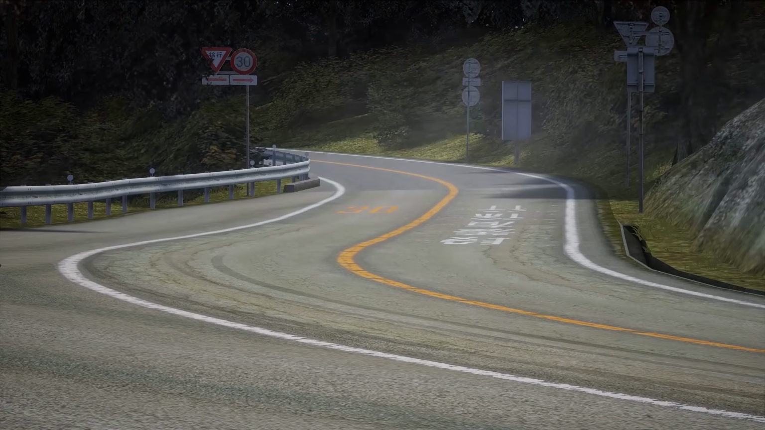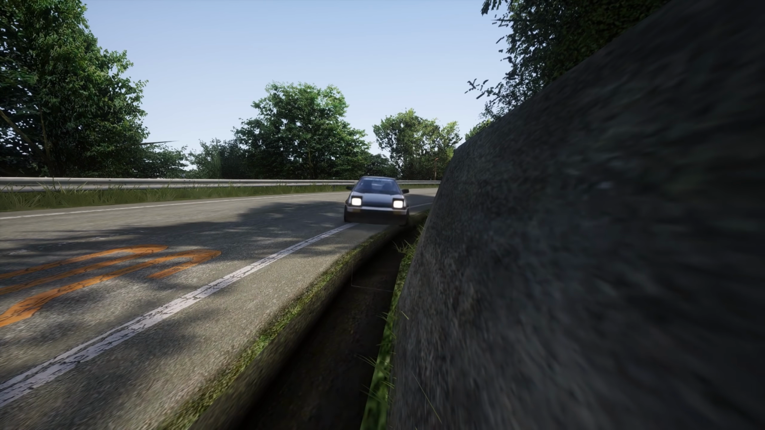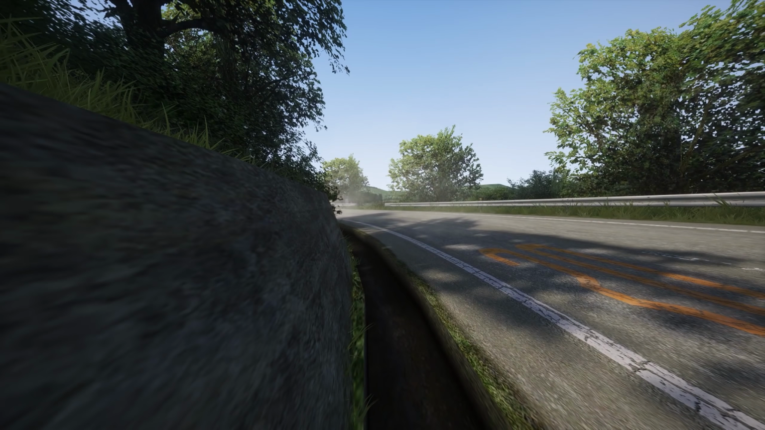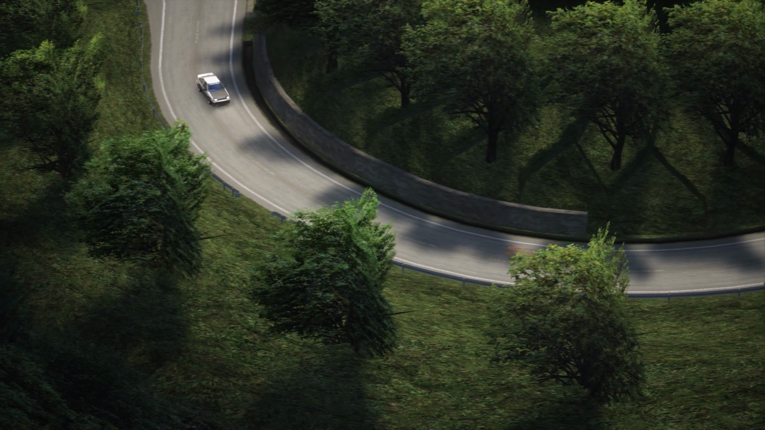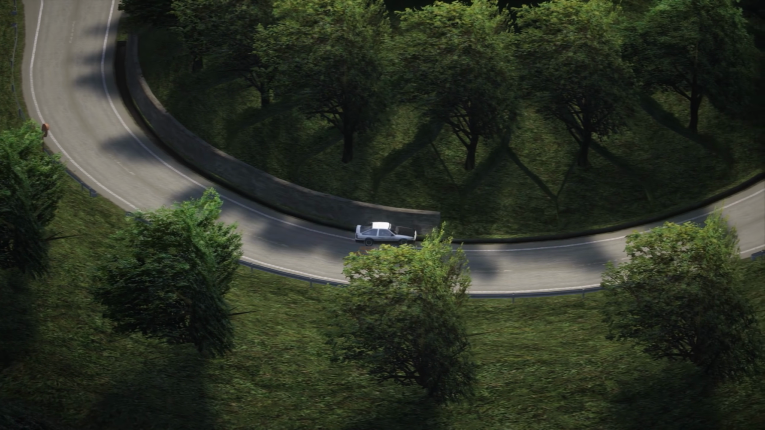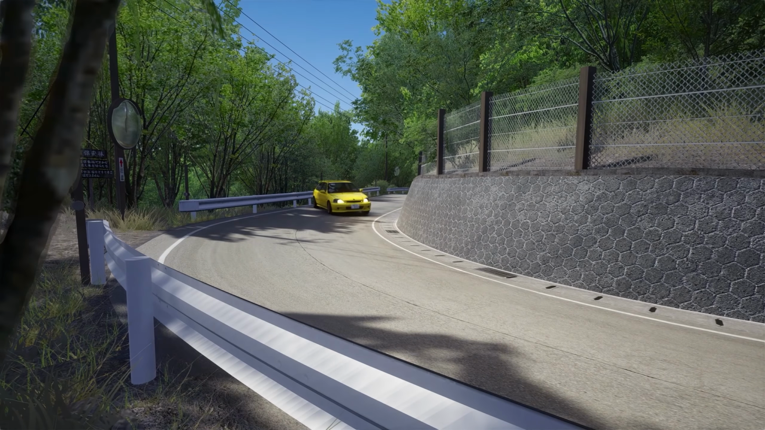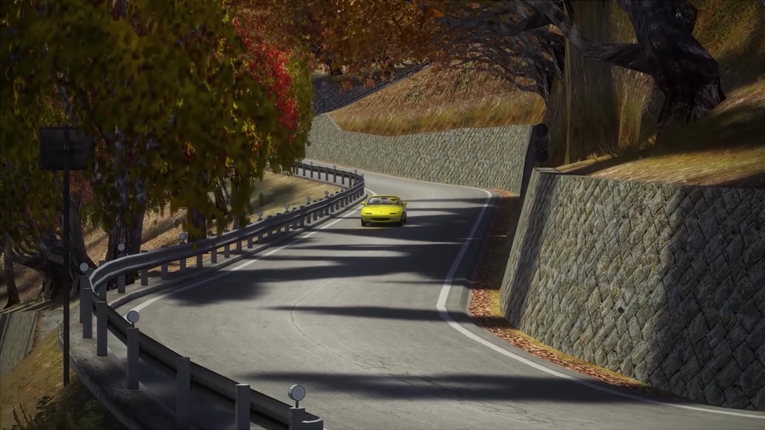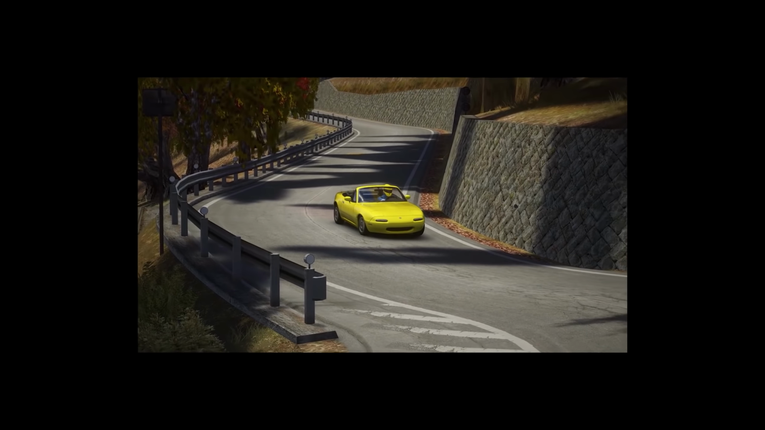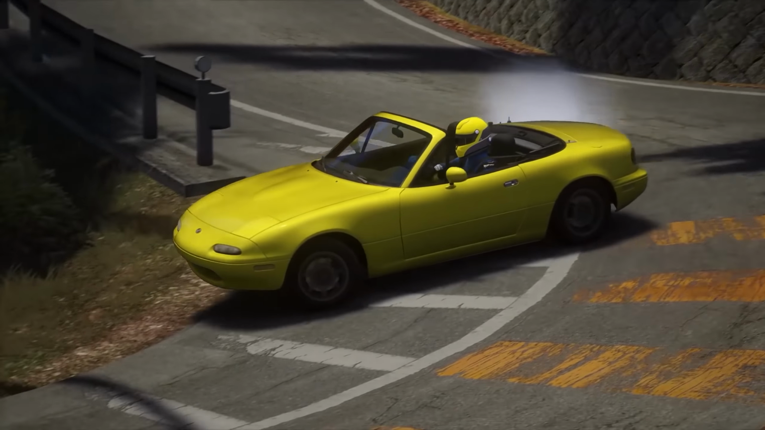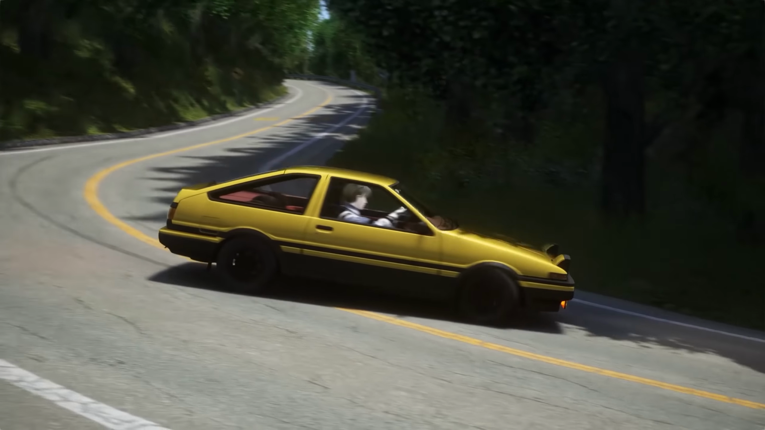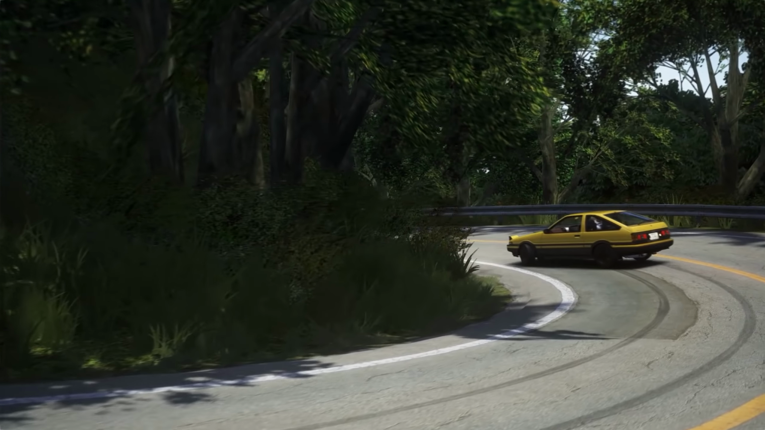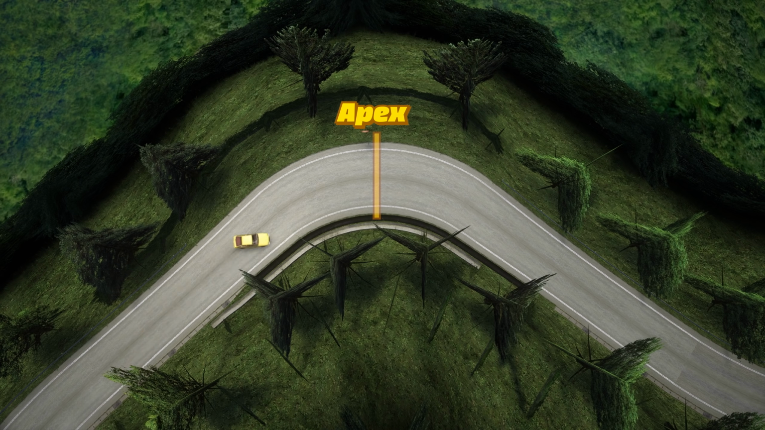So let's define precisely what drift and power slide mean. In essence, a drift is everything that happens prior to the apex of a corner. You can initiate a drift by any means possible, be it a rip on the handbrake, giving the clutch a swift kick, or doing a Scandinavian flick.